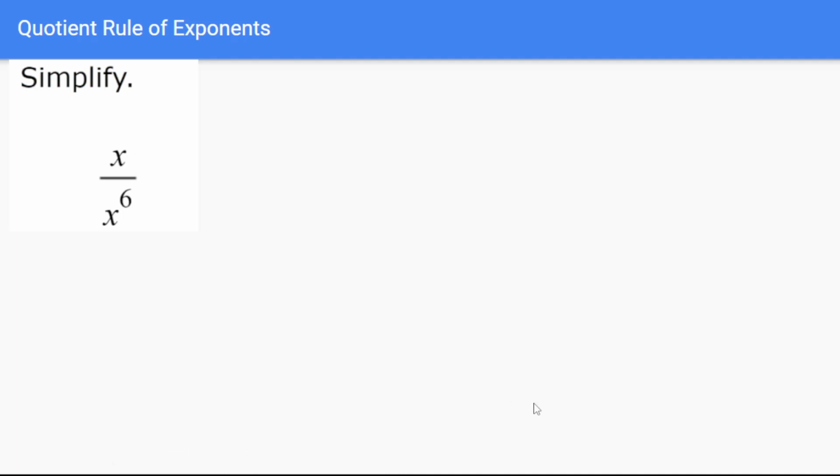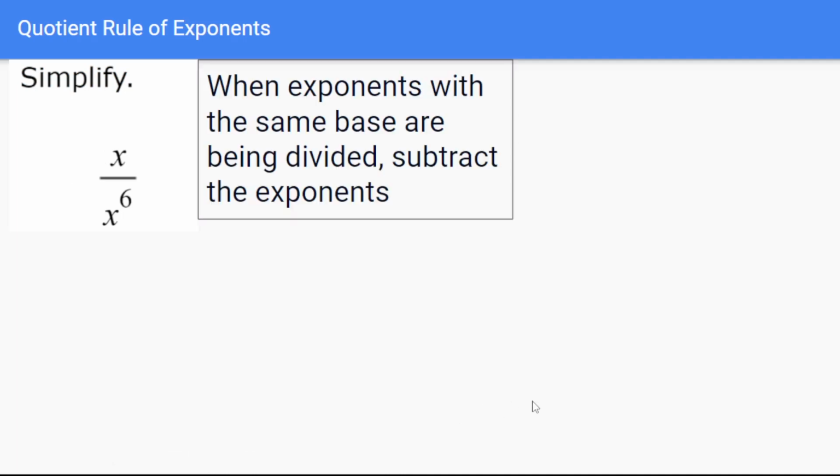Next rule is called the quotient rule. When exponents have the same base and they're being divided, you subtract the exponents, top minus bottom. So x to the first power minus the sixth power gives you x to the negative 5th. Remember, if your exponent is negative, we have to express it as an inverse. So it's 1 over x to the 5th.